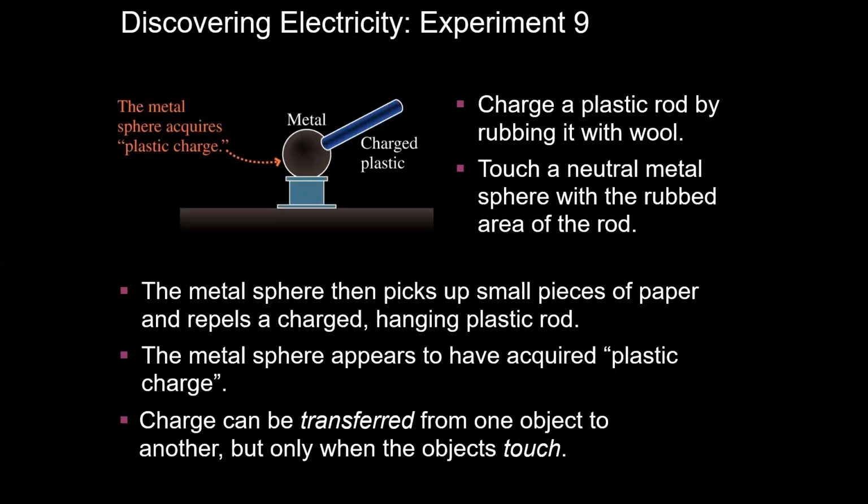In experiment 9, what's going to happen here? This is when we start bringing objects into contact with one another, okay? So in experiment 9, we have a charged rod into contact with this ball, okay? The ball is metal. So what's going to happen when this charged rod is brought into contact with this metal? Well, the metal is going to acquire a charge, and the rod will lose a little bit of its charge, and that charge will be transferred to the metal.